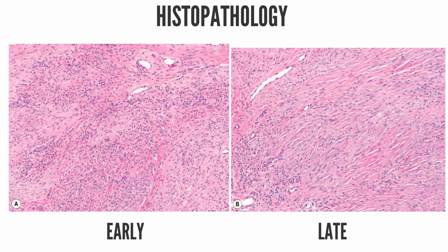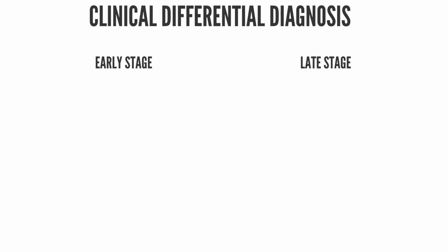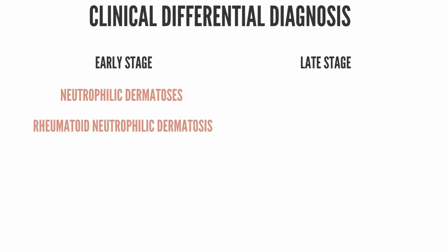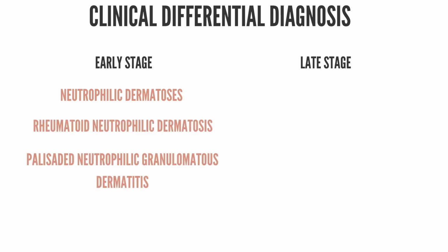Direct immunofluorescence studies are usually not necessary for the evaluation of erythema elevatum diutinum, but if performed, perivascular deposits of fibrin, complement, and immunoglobulins may be seen. The clinical differential diagnosis depends upon the stage of the lesions. For earlier lesions, one needs to consider neutrophilic dermatoses, for example, neutrophilic dermatosis of the dorsal hand, Sweet syndrome, rheumatoid neutrophilic dermatosis, and palisaded neutrophilic and granulomatous dermatosis.